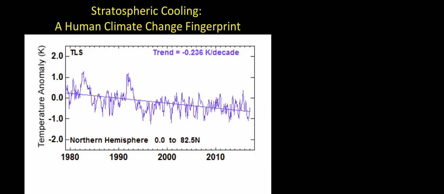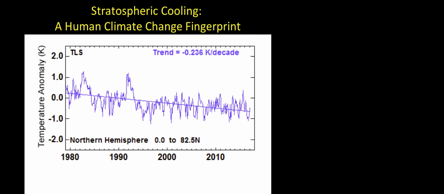Another nice little human fingerprint here that confirms that this warming is from greenhouse gases is that the stratosphere is getting colder through time. And the way to think about this is that the stratosphere gets heated up by the Earth too. And so if we are trapping more heat down towards the surface of the planet because of CO2, then less heat is escaping all the way up into the stratosphere.